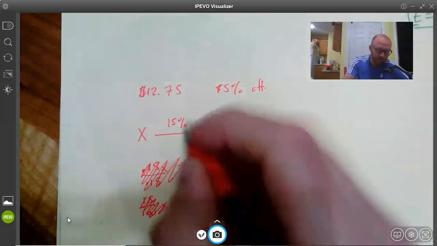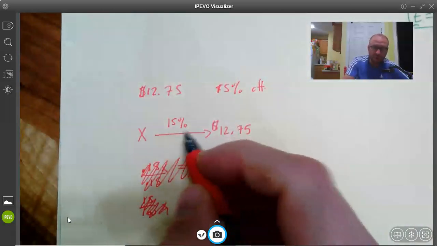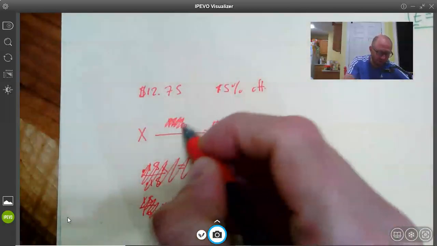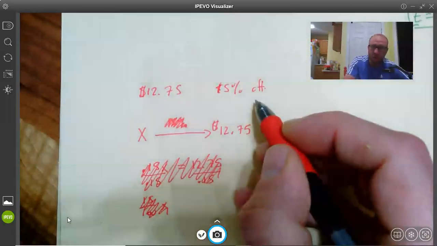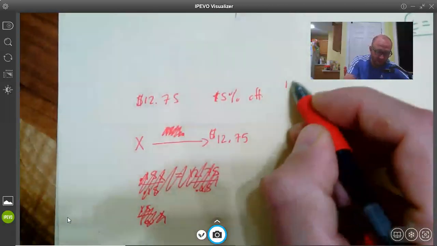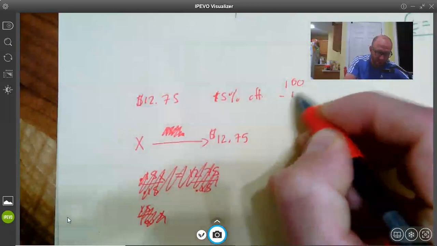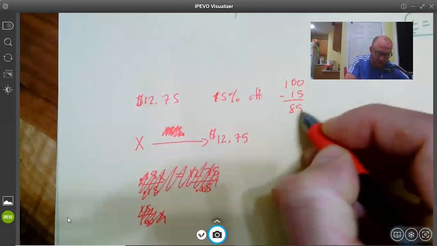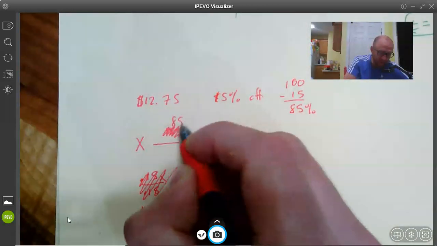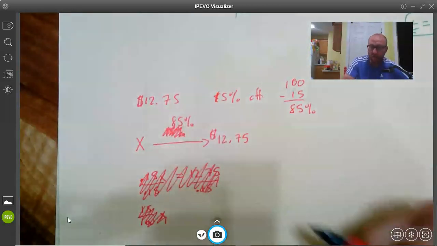It was 15% off. Okay, and that means, here's a little trick with percentages for you. If it's 15% off, and the whole price is 100%, then 100 minus 15 is 85%. The ticket's 15% off, so it costs 85% of the original. So this would be 85% of the original.